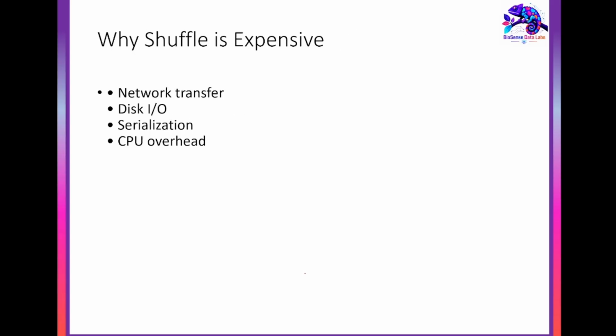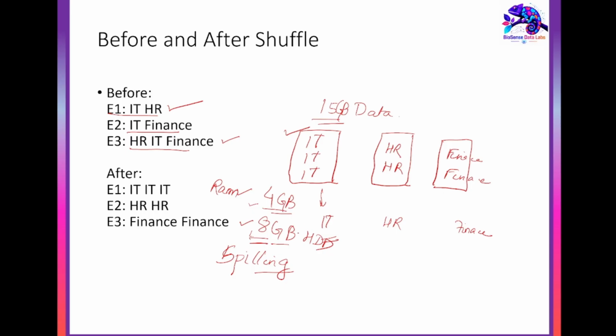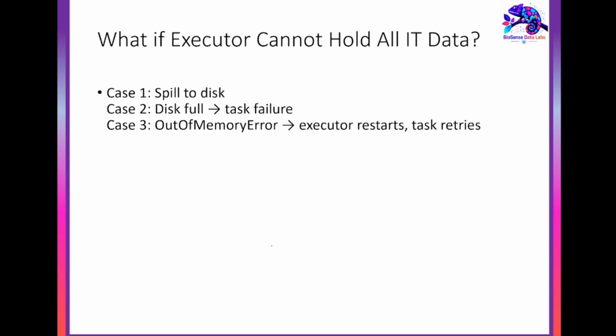And what if your total data set size exceeds this 12 GB? As we can see in this executor 1, we have 15 GB of IT department data. So here 3 GB is extra, which cannot be stored in RAM or on hard disk. So this 3 GB will give us an error. So what is that error? We may get disk full, task failure, or out of memory error. The executor will restart and the task will be retried again.